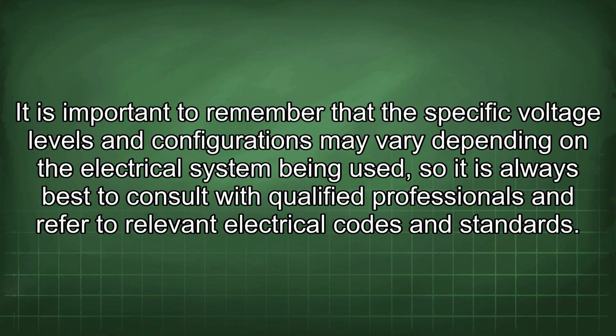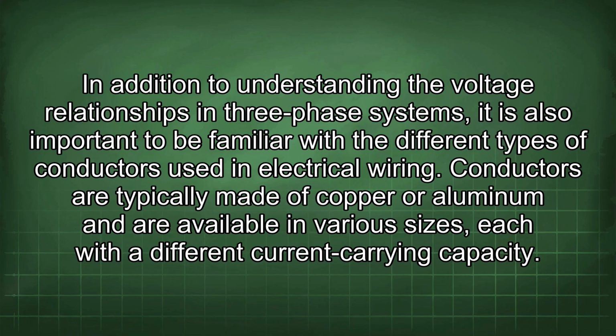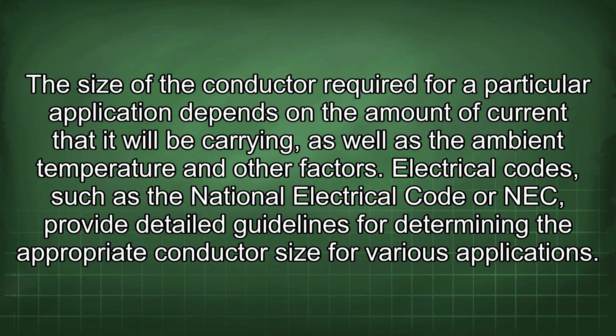It is important to remember that the specific voltage levels and configurations may vary depending on the electrical system being used, so it is always best to consult with qualified professionals and refer to relevant electrical codes and standards. In addition to understanding the voltage relationships in three-phase systems, it is also important to be familiar with the different types of conductors used in electrical wiring. Conductors are typically made of copper or aluminum and are available in various sizes, each with a different current carrying capacity. The size of the conductor required for a particular application depends on the amount of current that it will be carrying, as well as the ambient temperature and other factors.